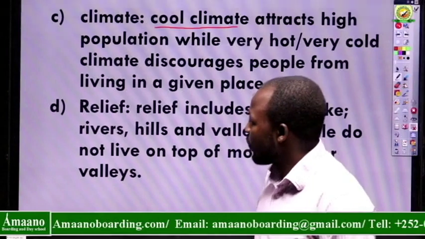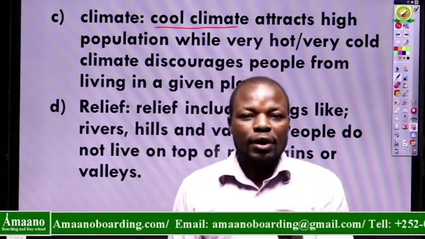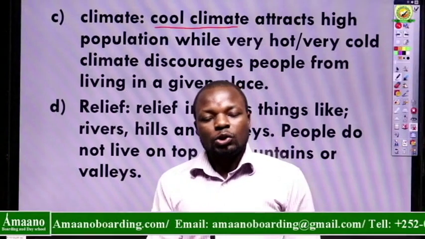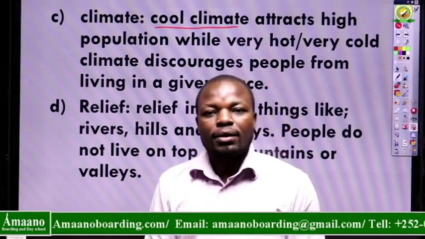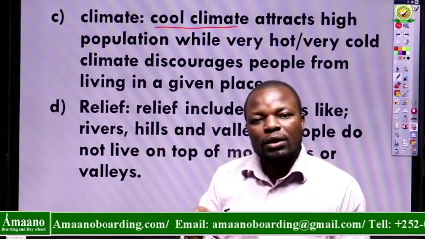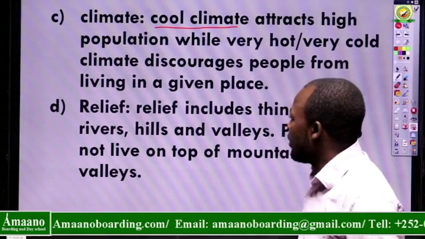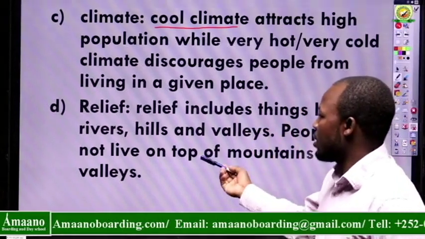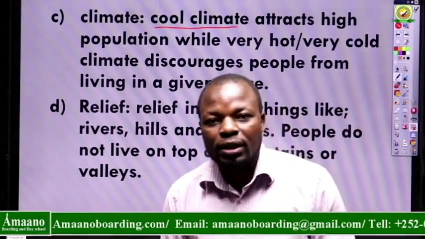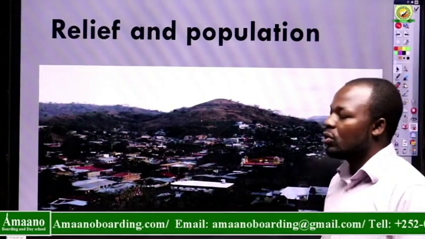Then the other factor here, like you can see, is relief. And if we ask ourselves, what is relief? Now, relief include things like mountains, hills, lakes, rivers, and oceans. Now, when we talk about relief and how it affects population, you understand that people will not go to live on top of a mountain. Instead, they are going to live on a flat land, a place where it is easy to build houses and towns. In our explanation here, we say that relief includes things like rivers, hills, and valleys, like I had said before. And therefore, people do not live on top of mountains or valleys. Where do they live? We shall look at that. And this means that people would like to live in places which do not have mountains.